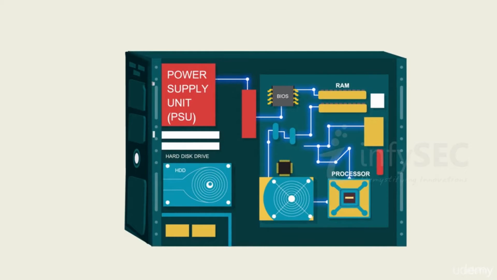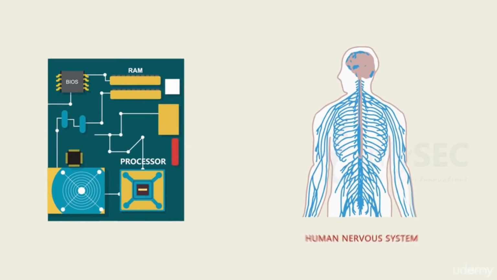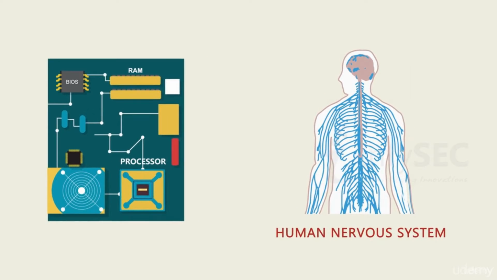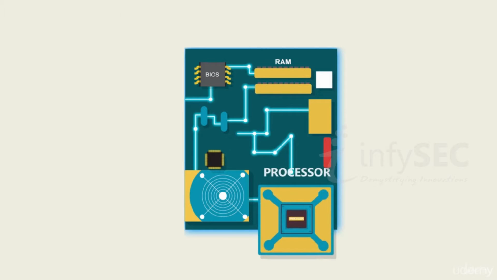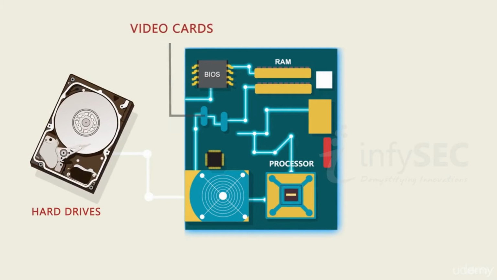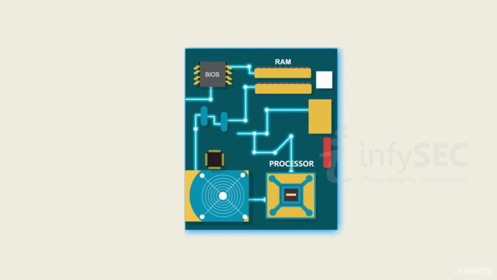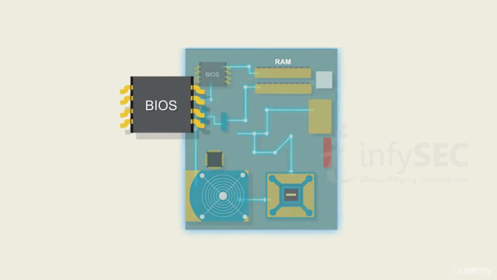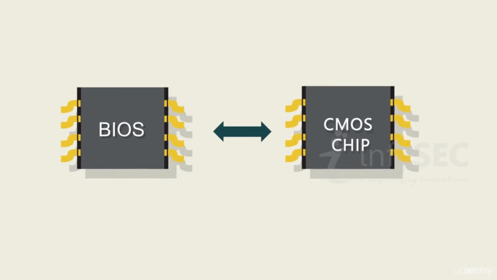The power now reaches the motherboard. Similar to the human nervous system which connects each and every organ in the body, the motherboard is a typical board with a printed circuit in the computer holding the CPU, processor, and memory, and connects with other peripherals like hard drives, video cards, and sound cards. The motherboard receives the power and initiates the BIOS, which is nothing but a non-erasable memory storage chip, also called the CMOS chip, which stores the BIOS settings.